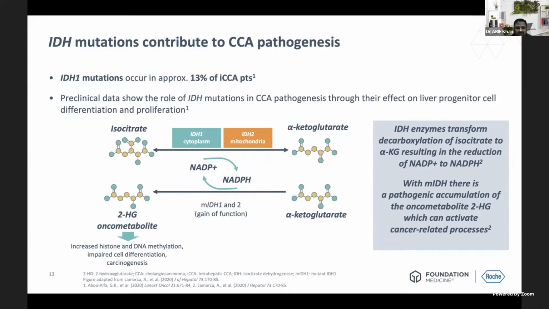The IDH gene is basically a driver mutation gene. When this is altered, the gain of function mutations in the IDH1 gene produce a metabolite. This metabolite is carcinogenic, so this leads to carcinogenesis. So when we target this mutation, we can improve the outcomes and kill those tumor cells, shrink the tumors, and improve the responses and survival.